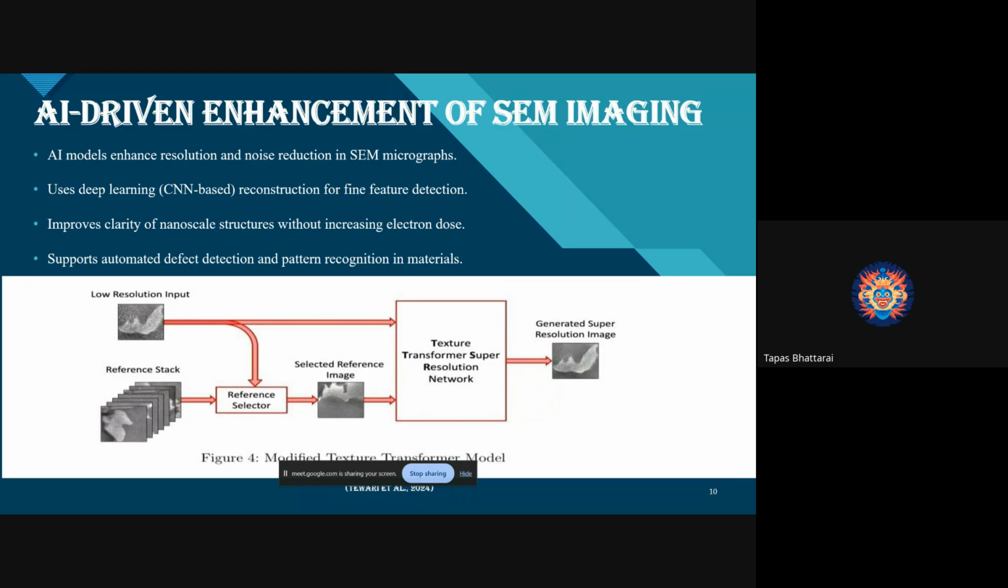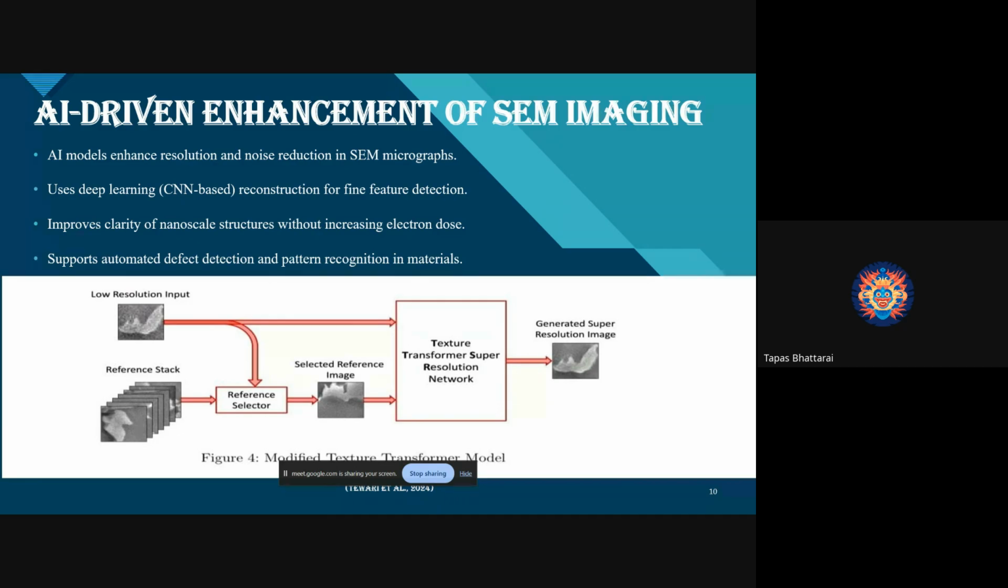So what we do using this model is, first we capture a low resolution image quickly, and then use AI to reconstruct the missing fine details. On the left, you can see the stack of reference images. These are high resolution SEM images of similar materials, and they act like a database or a texture library for that AI model. The reference selector compares the low resolution input with all the reference images and automatically picks the one that has the most similar texture or pattern.